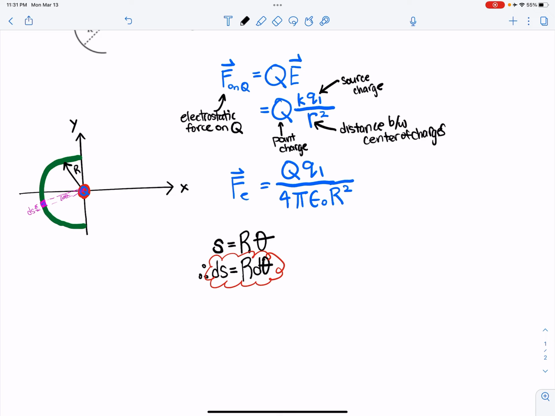Now remember our semicircular wire has a linear charge density. So this was arc length. Now this is a linear charge density.